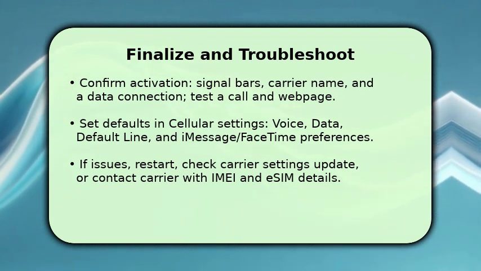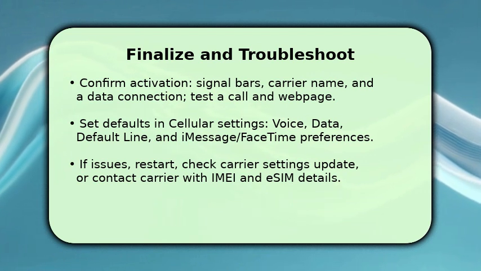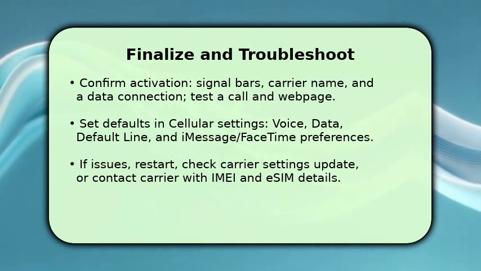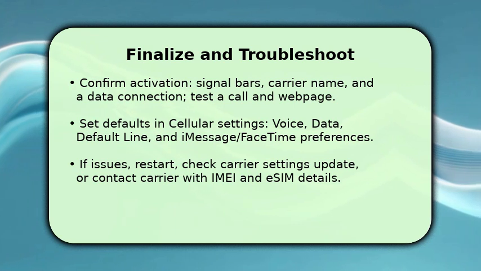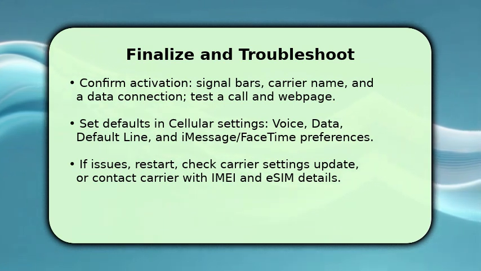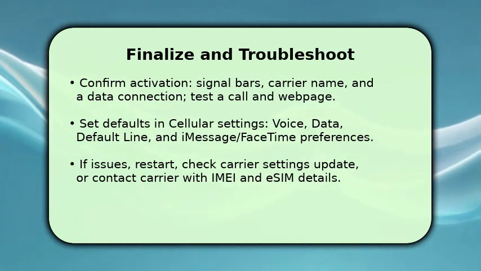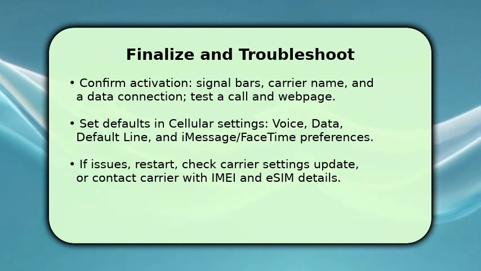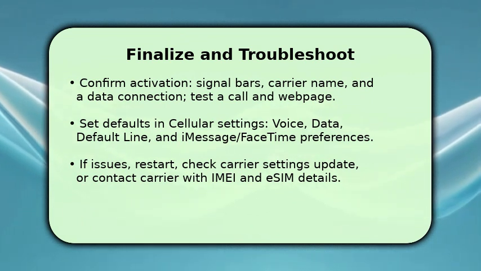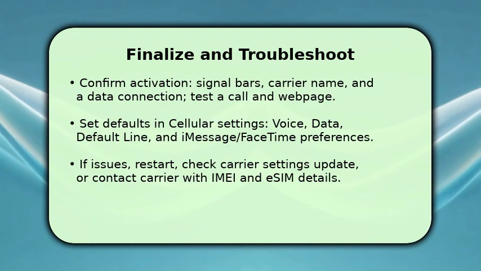Once working, set defaults in cellular so calls, messages, and data use the intended line. Make sure iMessage and FaceTime recognize the new number. If activation fails, restart the iPhone and look for carrier settings update. If that doesn't help, contact your carrier with the IMEI and activation code. This single troubleshooting step resolves most provisioning problems.